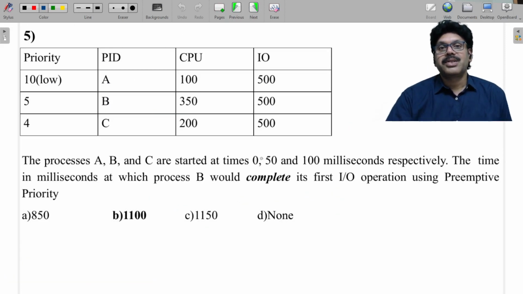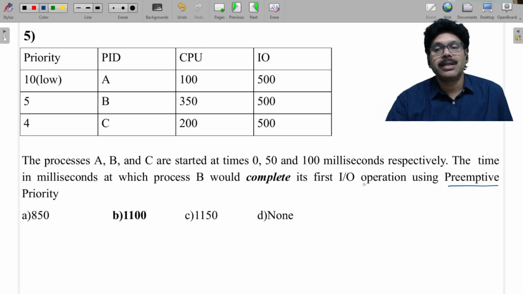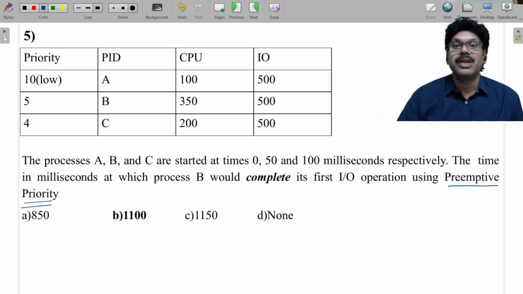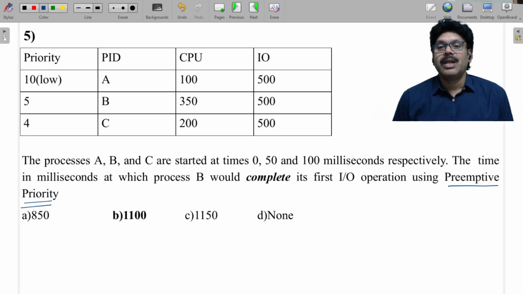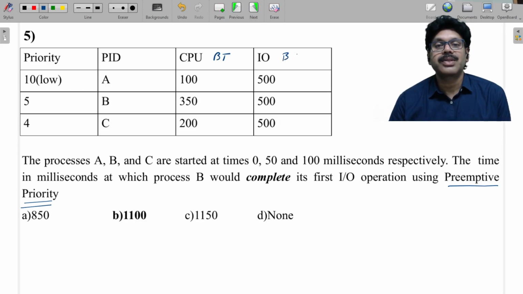So this is another interesting question. Very, very important and interesting question. This is based on the preemptive priority scheduling algorithm. And PID, this is CPU burst time. This is IO burst time.